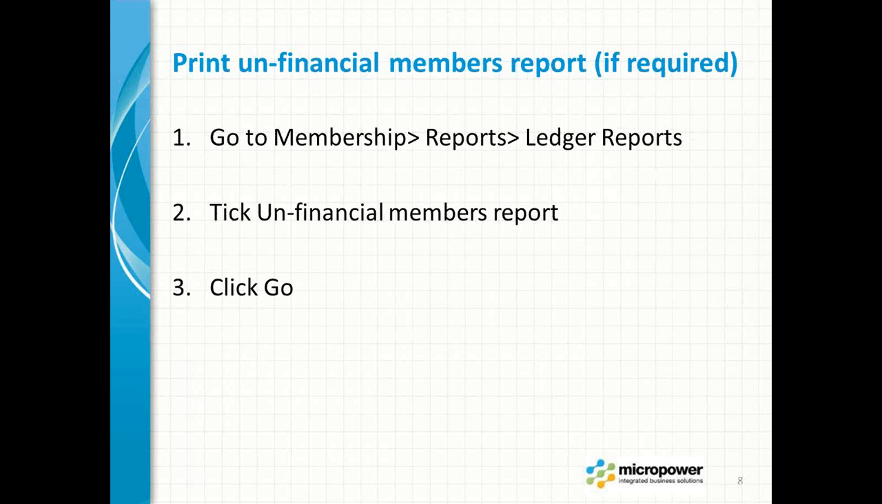So step number 6 is to print your own financial members report. Again, this is only if required, but you can go to the members reports and the ledger report there, tick on financial and click go, and you can get a list of all your own financial members. That's just a reference point, so you have it all there at the end of your billing year, to see who your unsubscribed members and financial members were.